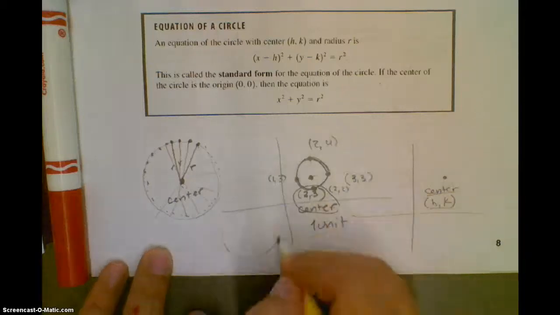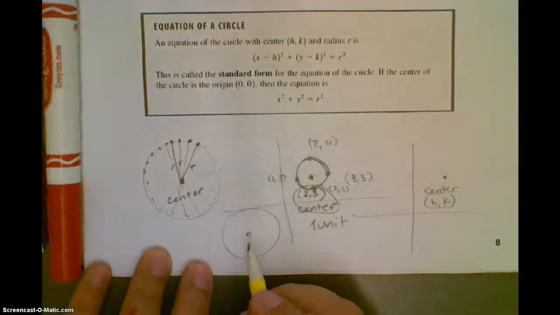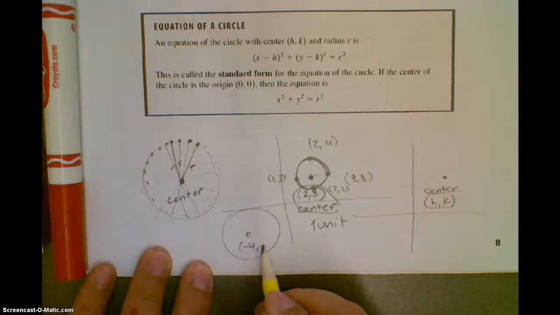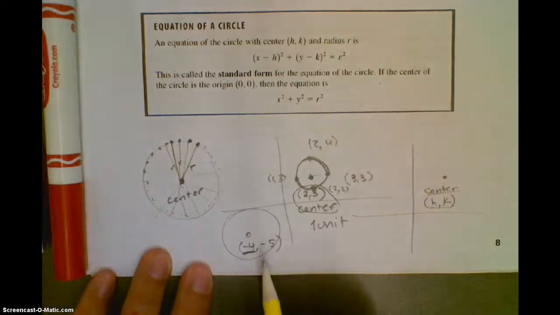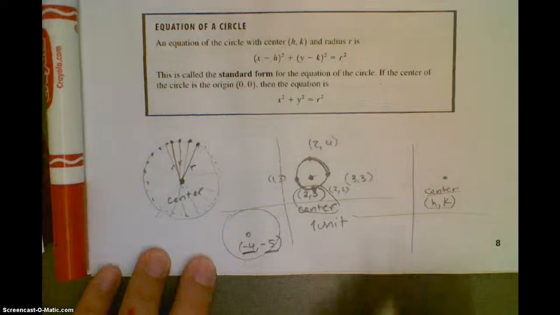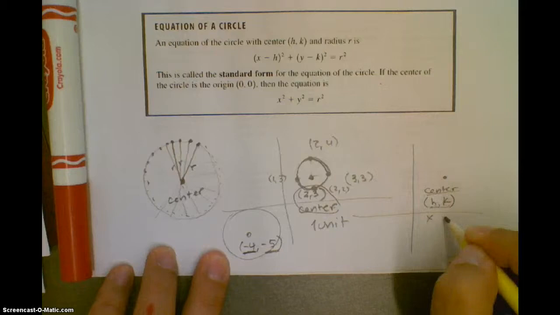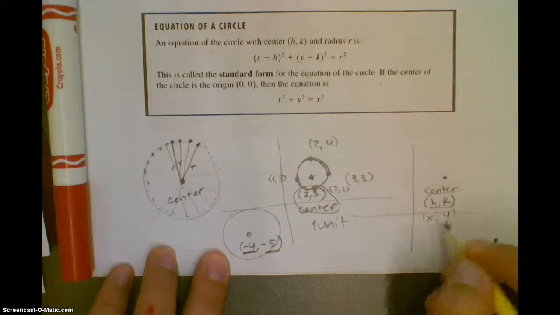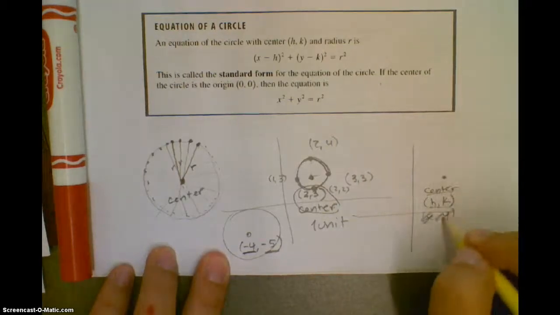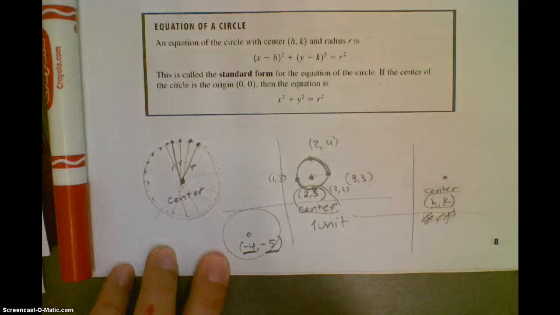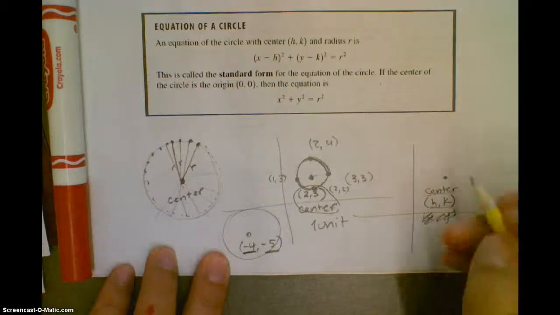If I have another circle somewhere else where I know the center is, I don't know, -4, -5, then h will be -4 and k will be -5. These are just letters that stand for the x coordinates of the center and the y coordinates of the center. I could have called it x, y, but I'm going to choose h and k. So these are just letters. I could have picked any other letters.